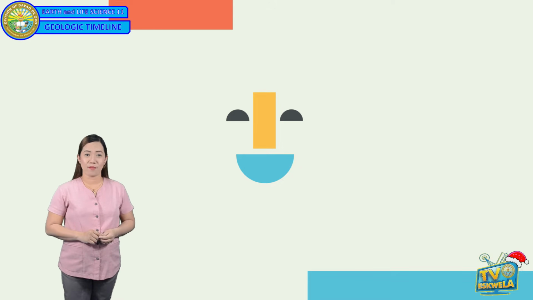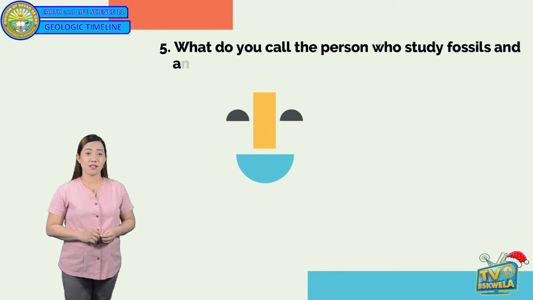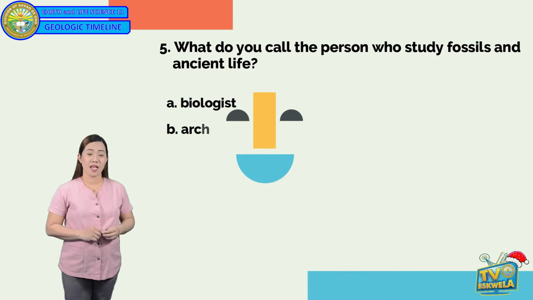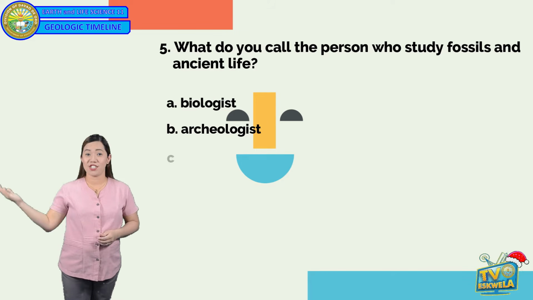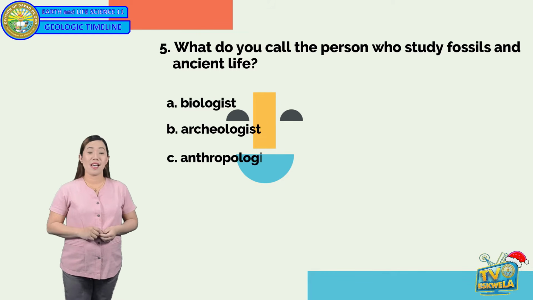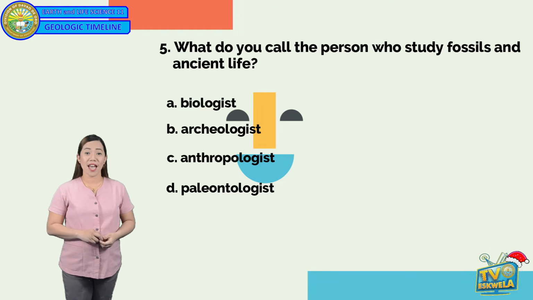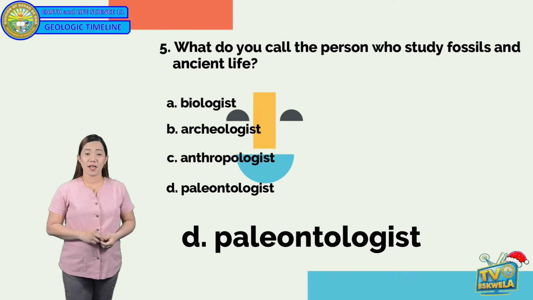Number 5. What do you call the person who study fossils and ancient life? A. Biologist. B. Archaeologist. C. Anthropologist. Or letter D. Paleontologist. The correct answer is letter D. Paleontologist.